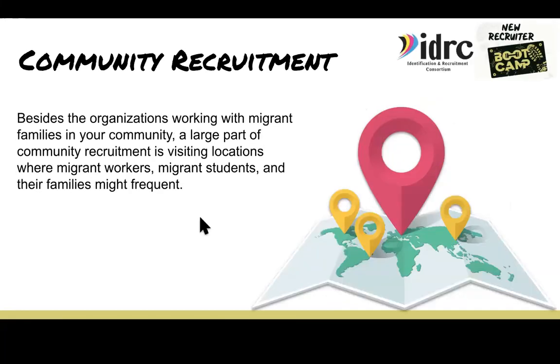Besides organizations working with migrant families or similar populations in your community, a large part of community recruitment is visiting locations where migrant workers, migrant students, and their families might frequent. And so we're talking about locations like restaurants where maybe workers go to eat after they finish with work. We're talking about stores where migrant workers might go to buy their groceries. We're talking about places where they might go to cash their checks. Laundromats are a great, great place for meeting people.